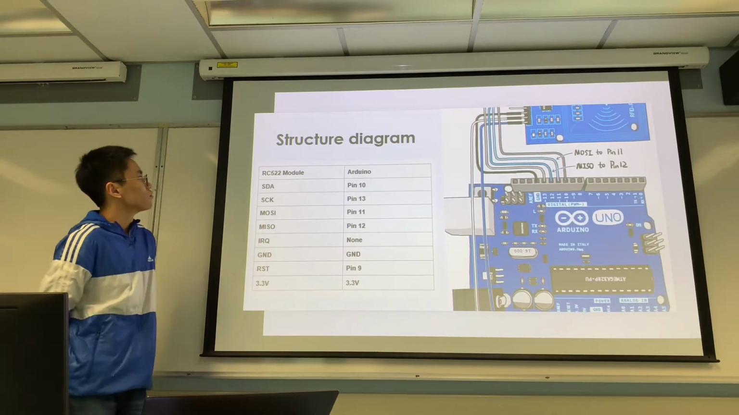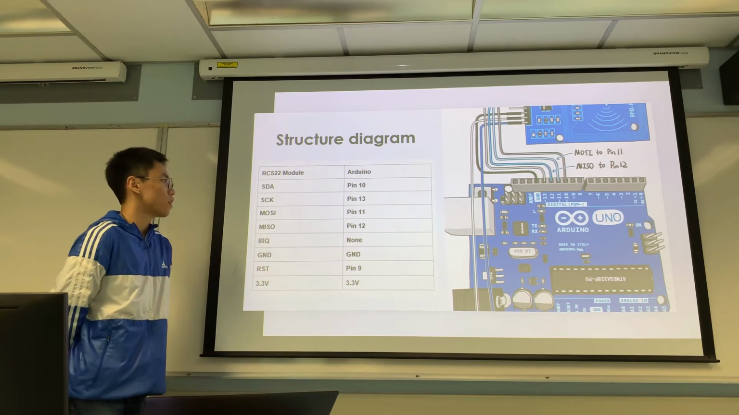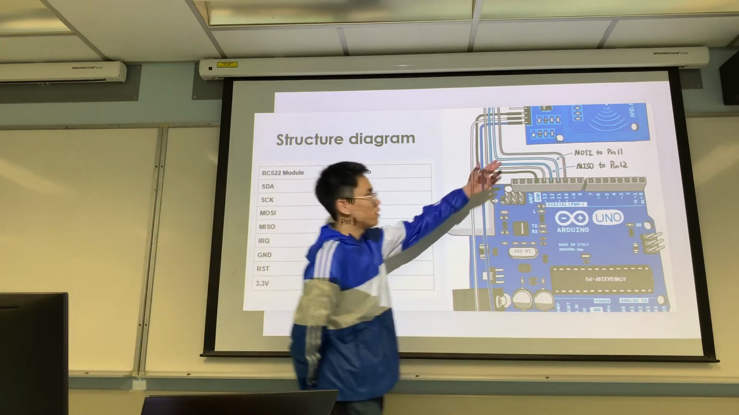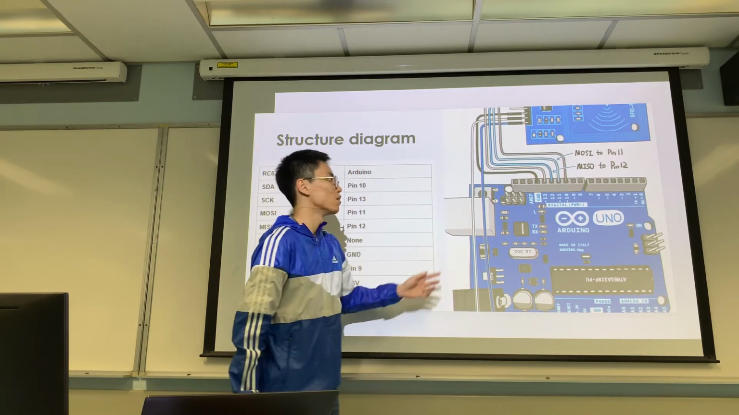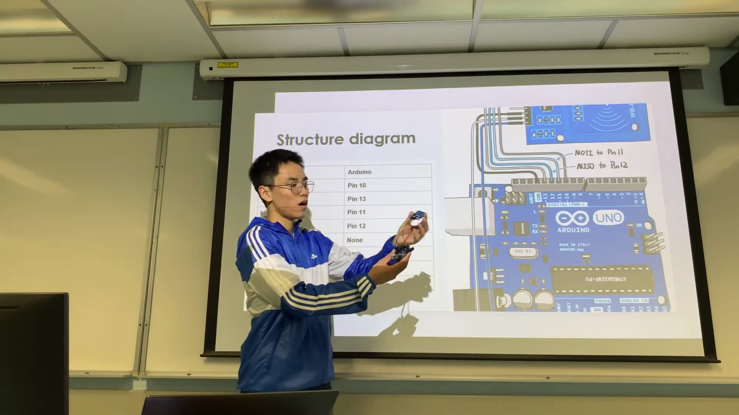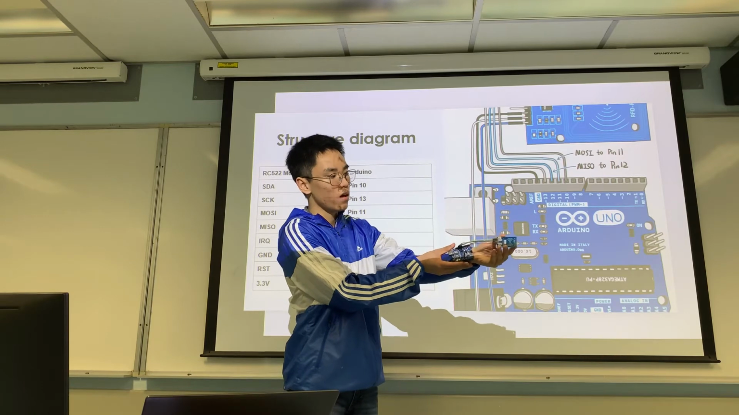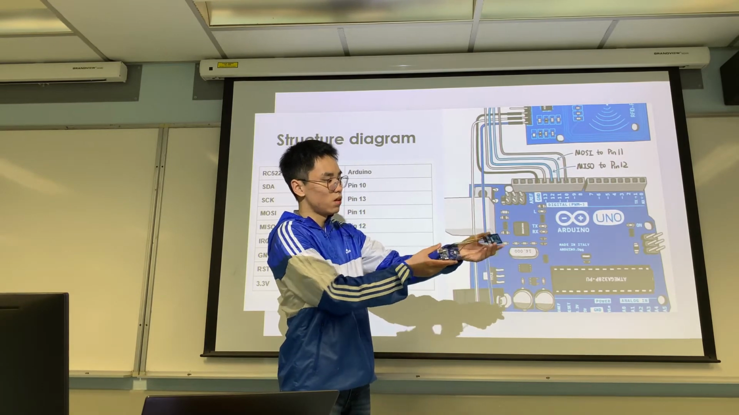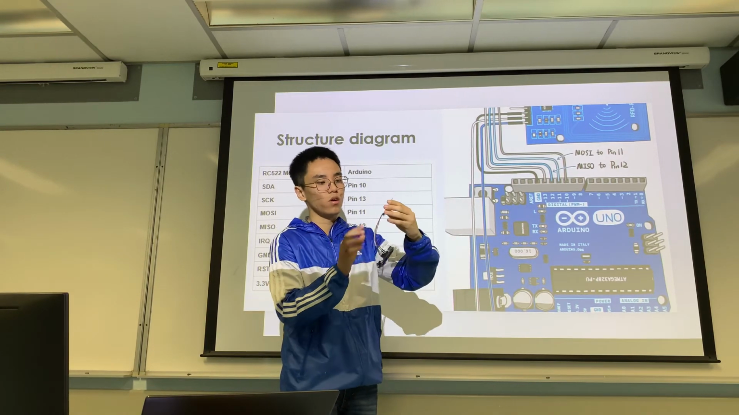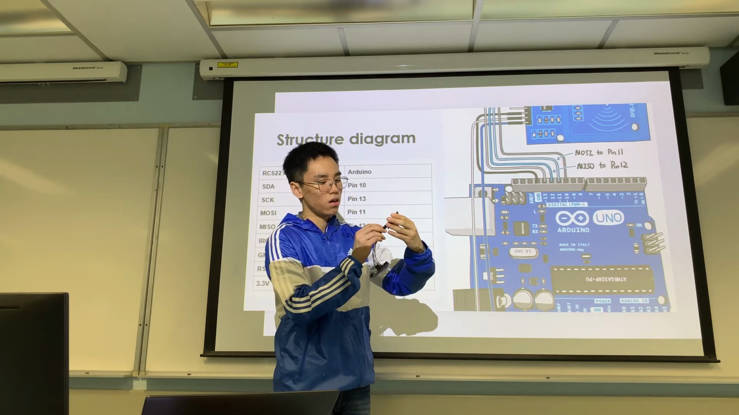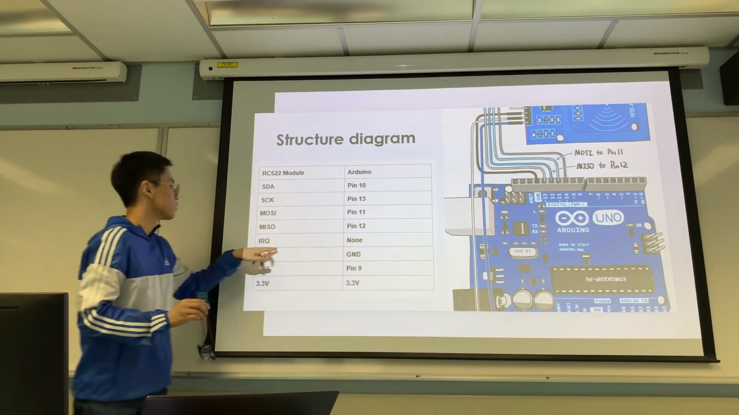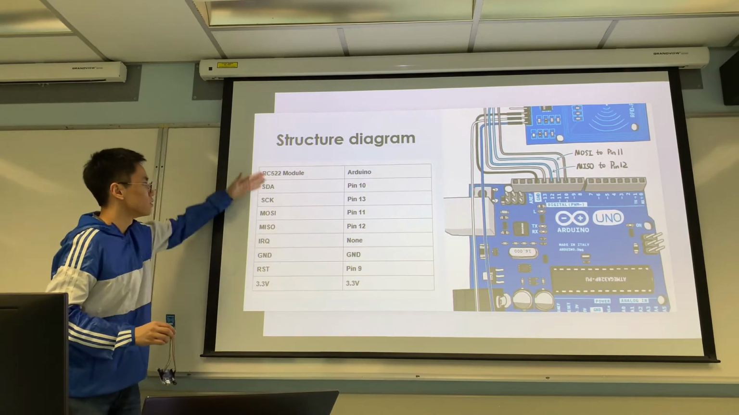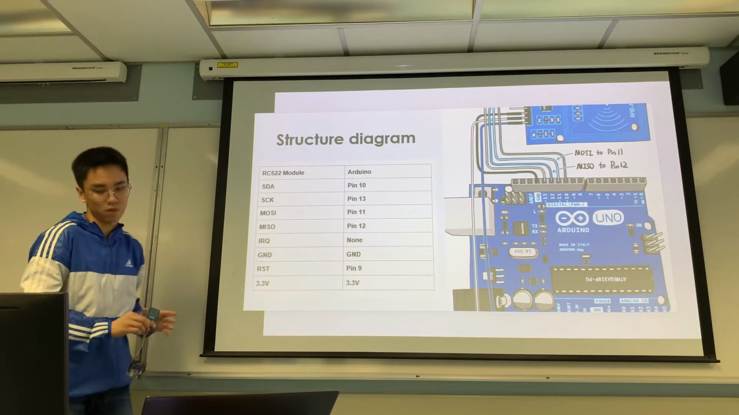Here I show the structure diagram of our hardware components. You can see this is the RFID reader, and this is the Arduino part. I have shown it with the real components. They are connected by pins. There are 8 pins in total, but one of them, the IRQ pin, you can ignore. And this is our detailed pin map.